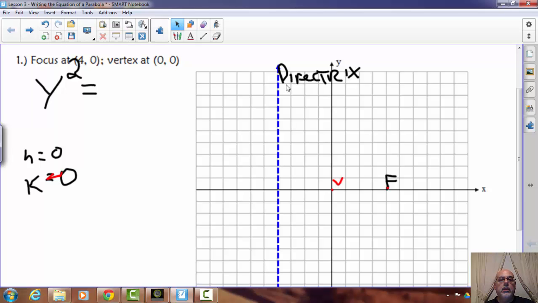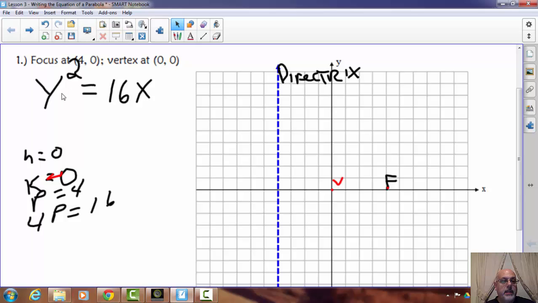So then we know P equals 4. So then 4P is 16. So then we know that the right side of our equation will be 16x. And because the coordinates of the vertex were 0, 0, it's not y plus anything or y minus anything, it's y plus 0 squared, which is y squared.